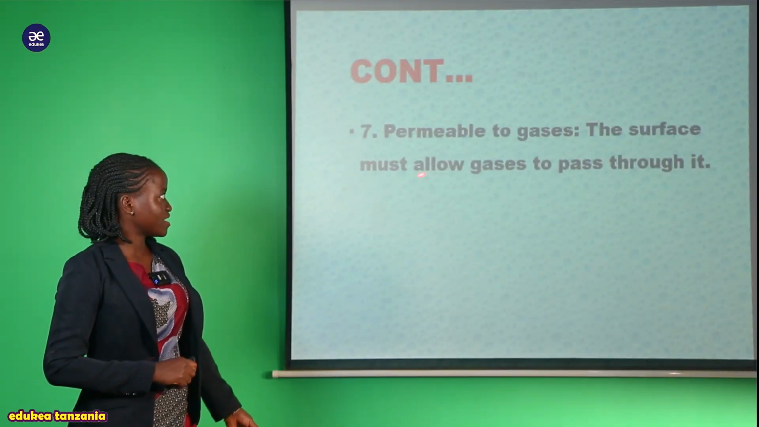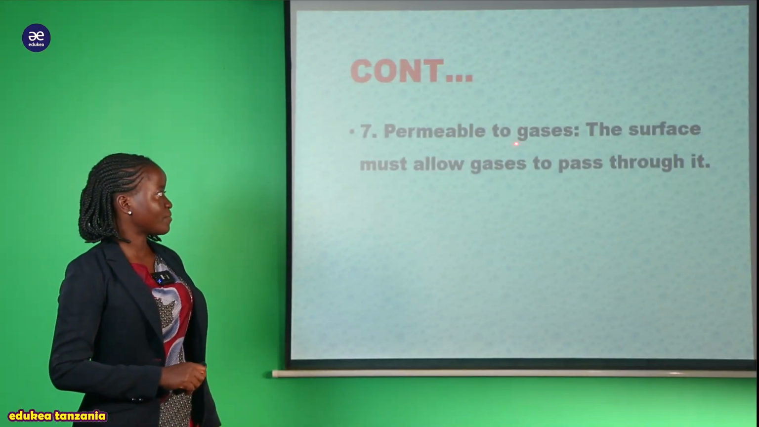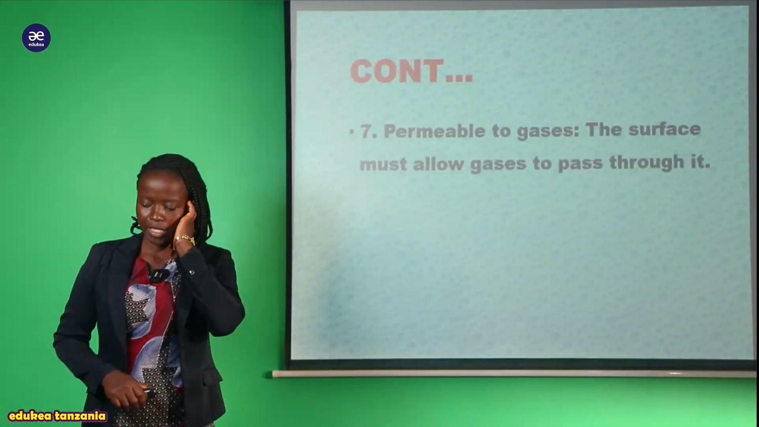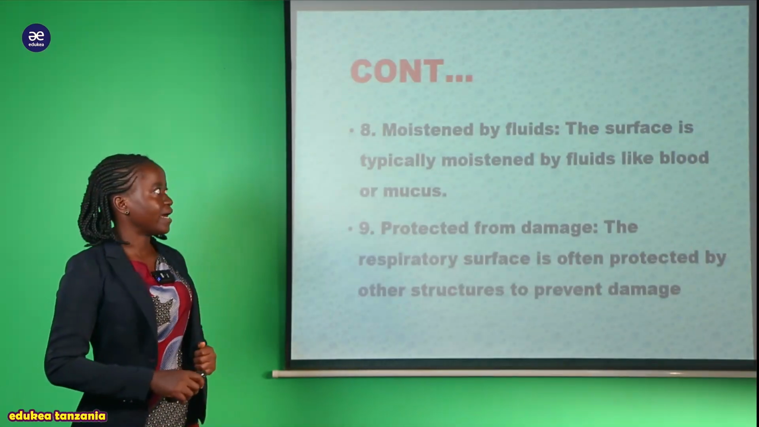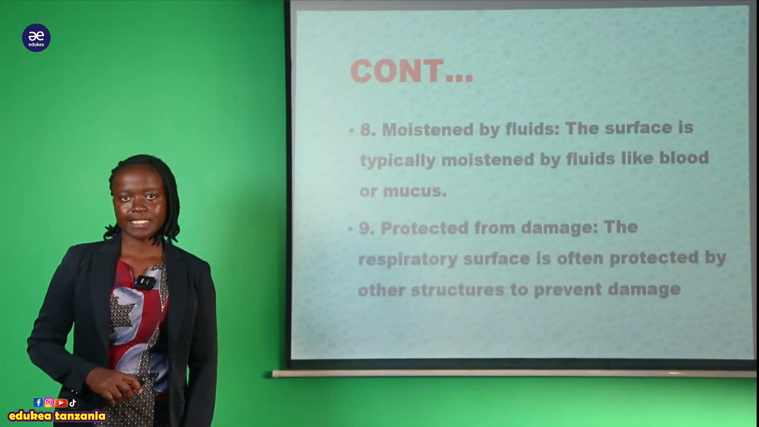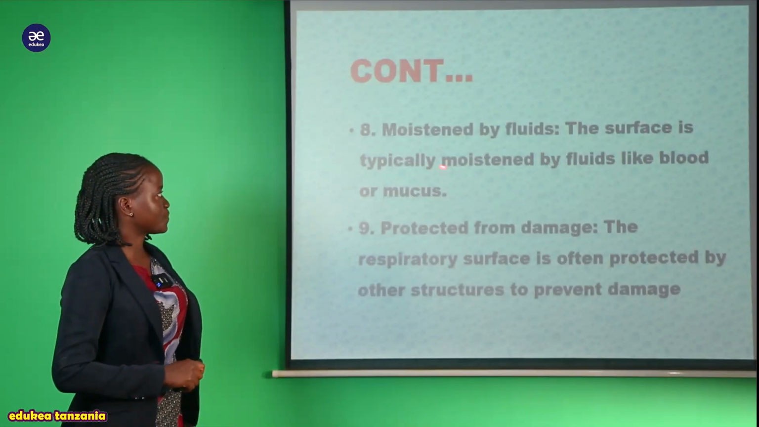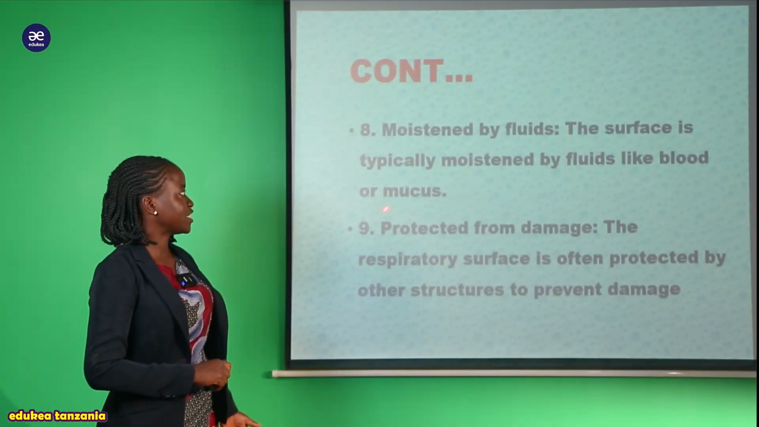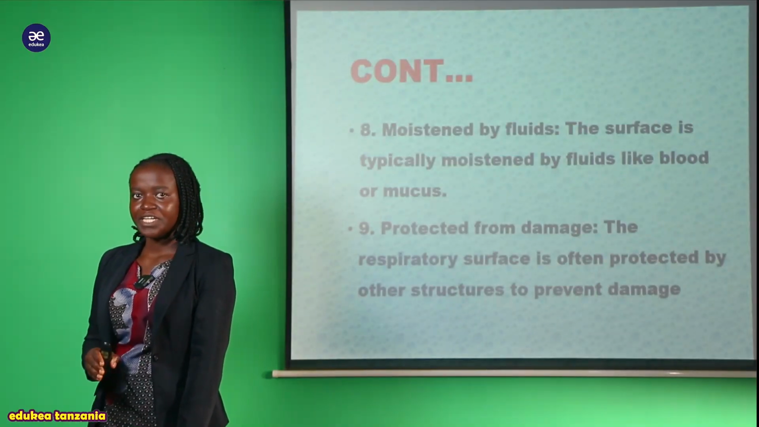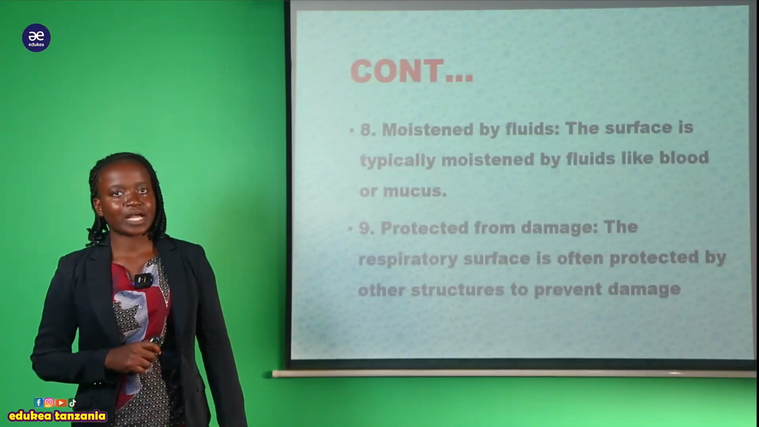Another feature here, we can say that it's permeable to gases. So any respiratory surface should be permeable to gases. That is, the surface must allow gases to pass through it. And another feature, we are saying that it's moistened by a fluid. Natakiwa iwe na fluid. So now the surface is typically moistened by a fluid like blood or mucus. So there is a presence of a mucus and a fluid. It is very important for proper gaseous exchange to occur in an organism.